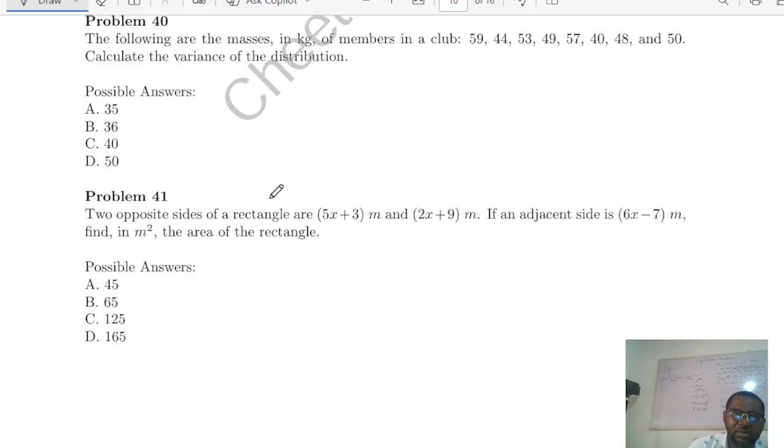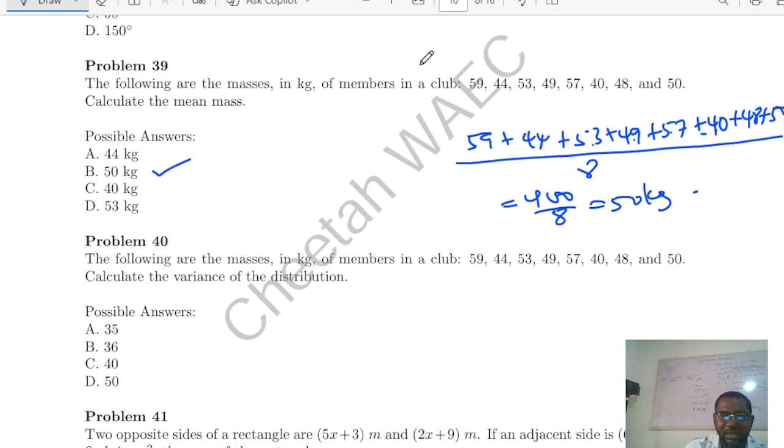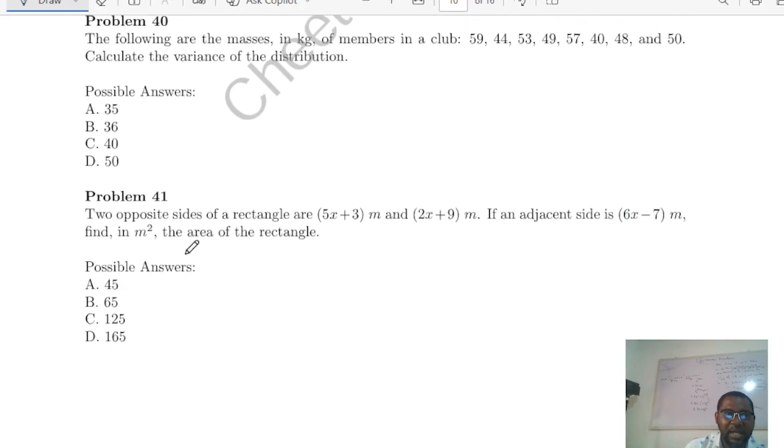Okay, so the next one, number 40. The following are the masses in kilogram of members in a club. Is that what we just did? That's the same question. This time around we're asked to calculate the variance of the distribution. Since the mean is 50, variance has a formula: summation of x minus x bar, that's minus the mean, square it, then divided by n, the total number. So I'm going to subtract each of these numbers from 50 and square it.